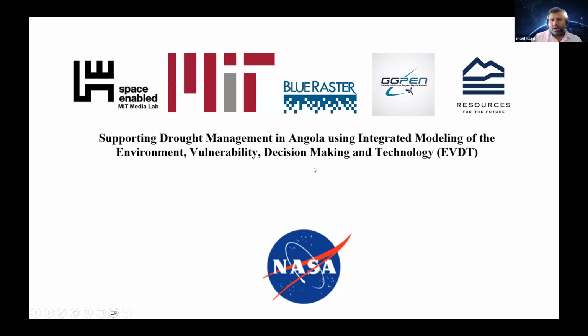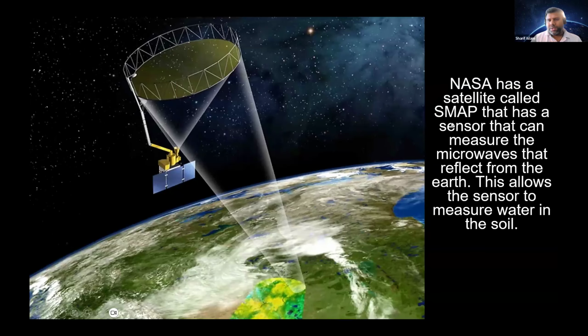For that, we are using a data set called SMAP, Soil Moisture Active Passive. This data is provided by NASA, and it is available from 2015. Every 2-3 days, they have observations globally. We are using their data to measure water content in the soil.